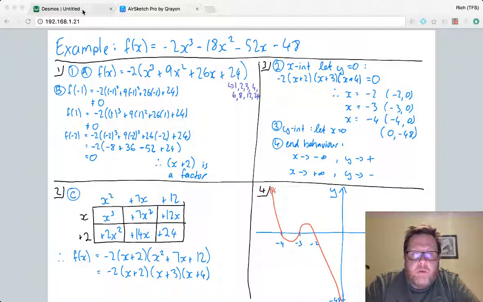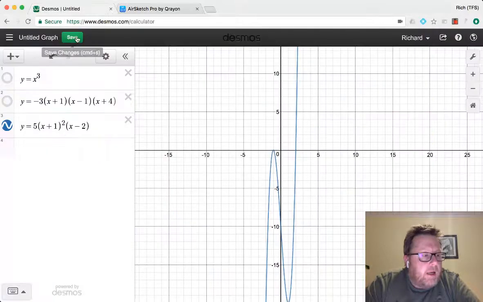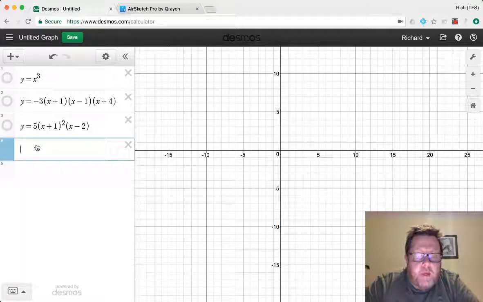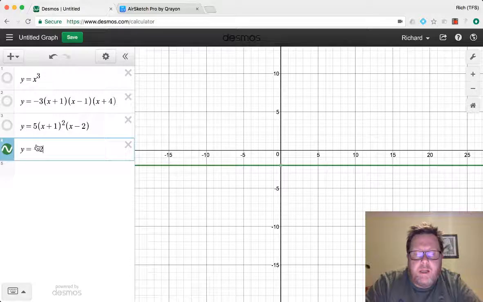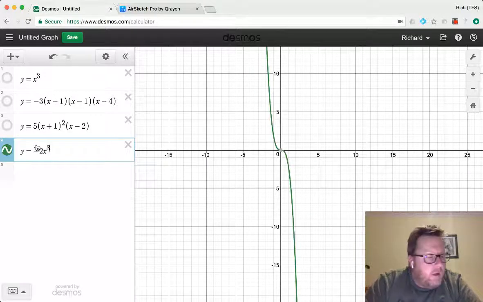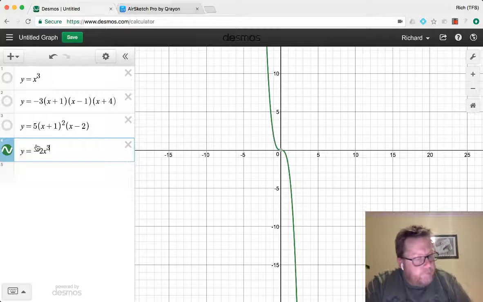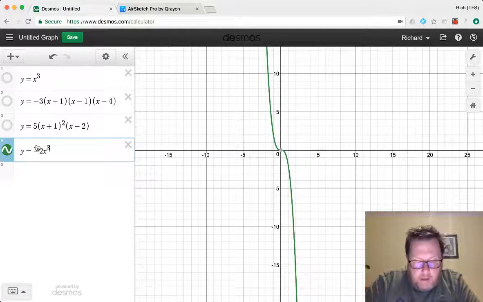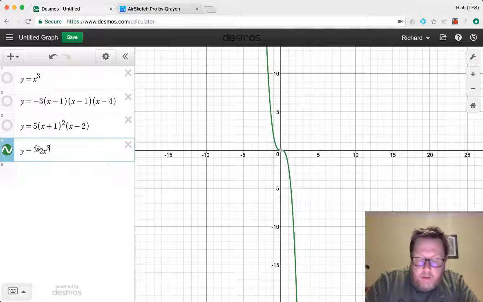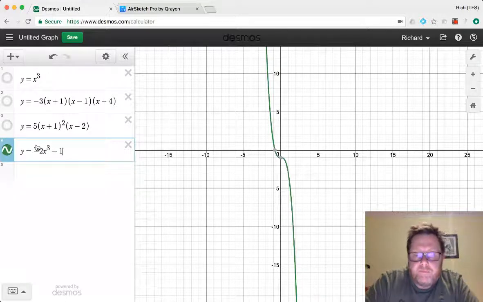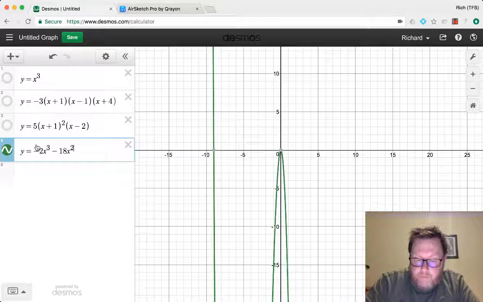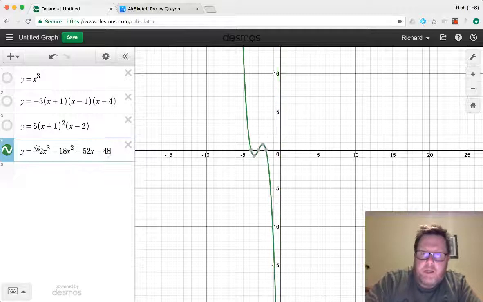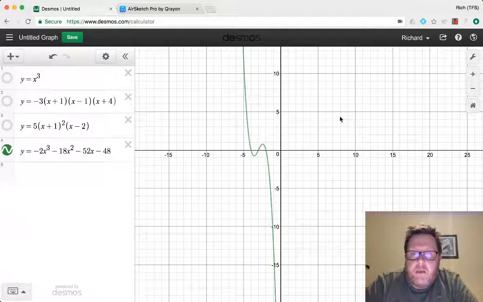Desmos. So we've got f of x equals, let's have a look now. We'll turn that one off and we'll go y is equal to negative 2x cubed minus 18x squared minus 52x minus 48. And that's what it looks like.